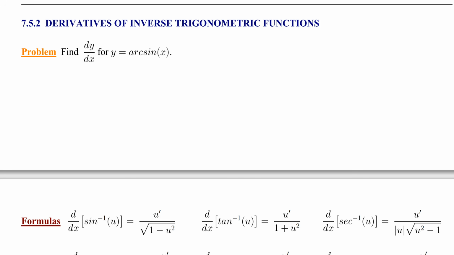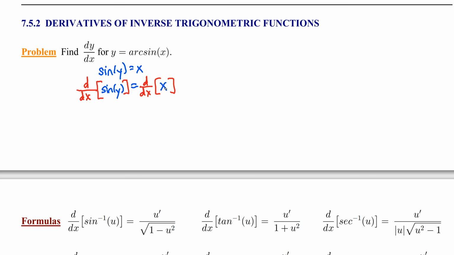Now, if y equals arcsine of x, then we could say sine of y is equal to x. We're simply taking the sine of both sides of that equation. In this form, we can take the derivative implicitly of both sides with respect to x. So we're going to find the derivative with respect to x of sine of y, and we'll set this equal to the derivative with respect to x of x.